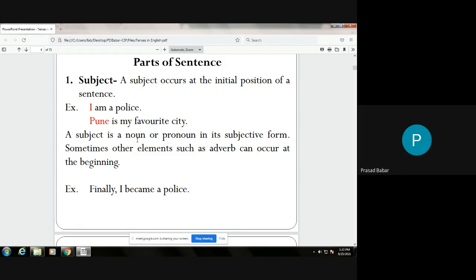In subjective form means what? I, we, you, he, she, it, they. These are the subjective form or subjective case. And its objective case is me, us, him, her, his, their, your.